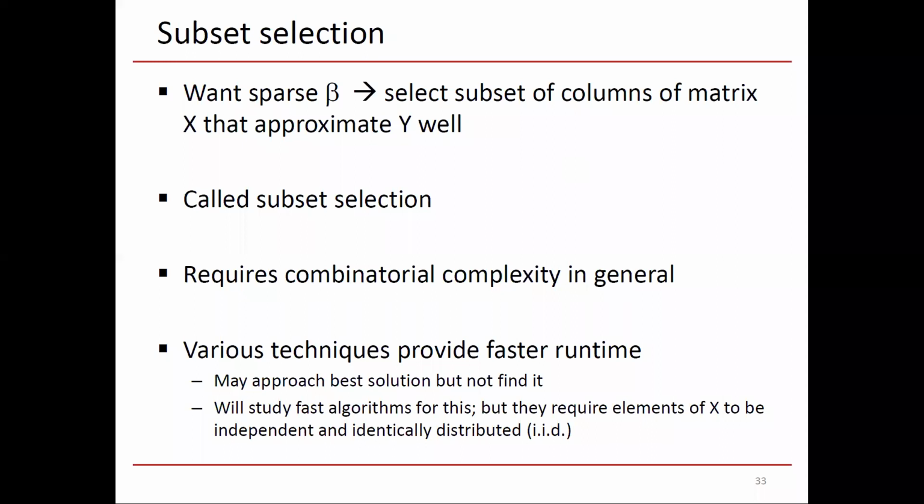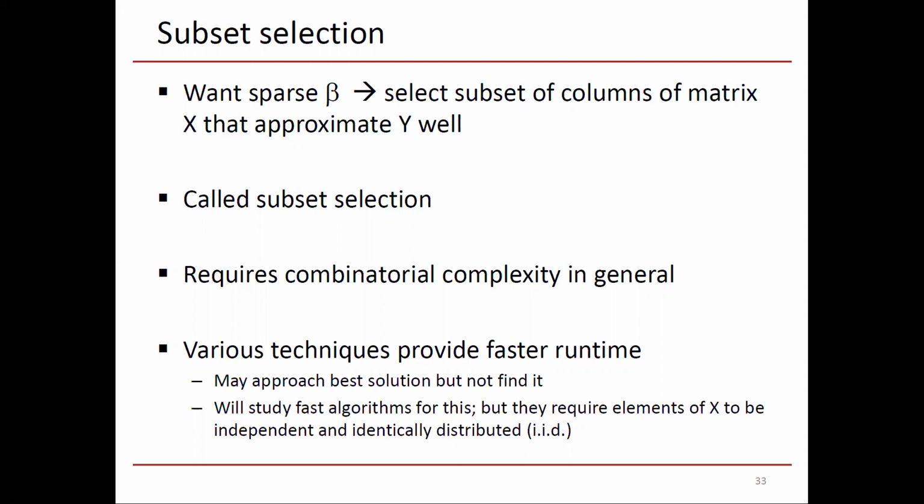This is called subset selection, because we want a subset of the columns of the matrix. In general, it requires combinatorial complexity. If you have, let's say, n columns, and you want to select k of them, then you have n choose k possible sets of columns to examine. That's a very large number, astronomically large.